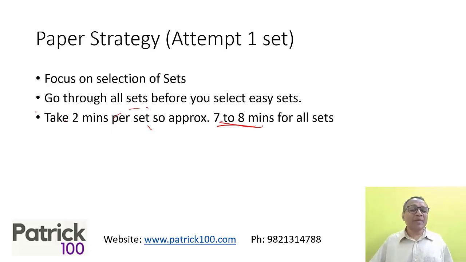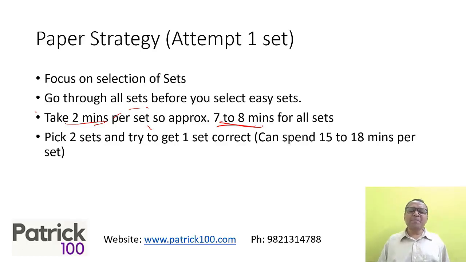You can practice this in your practice sessions. Whenever you're practicing, keep a timer of 2 minutes, and after 2 minutes, identify whether the set is easy, medium, or tough. Within 2 minutes, you should be able to identify the difficulty level of the set. Once you finish that, pick up the 2 sets which you feel are easy and try to solve them. From the 2 sets, you may not get both, but at least you'll get 1 set.